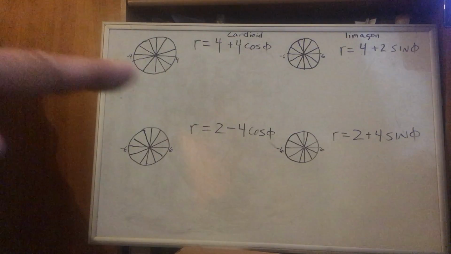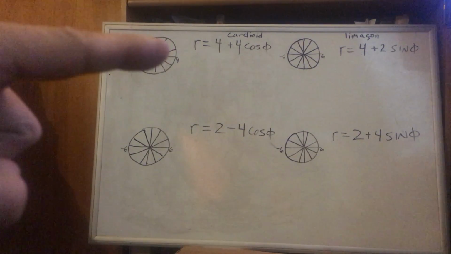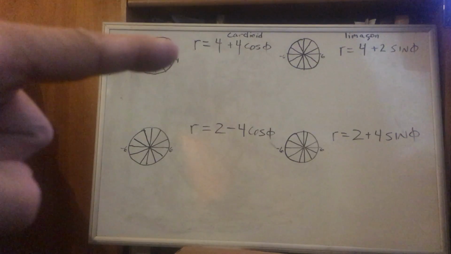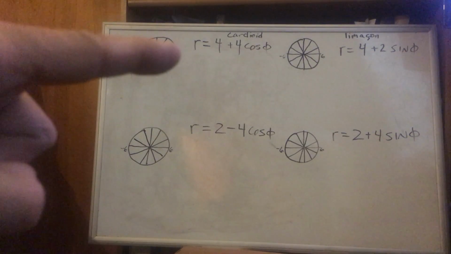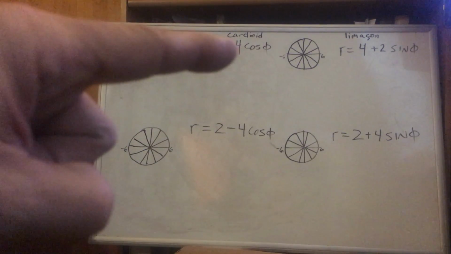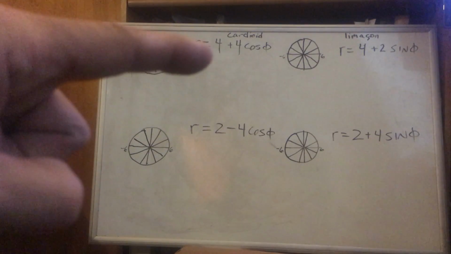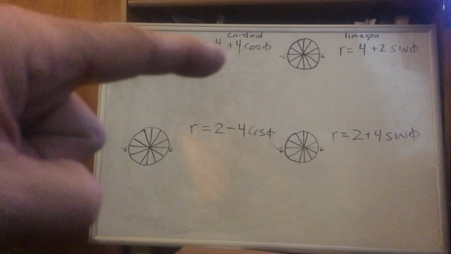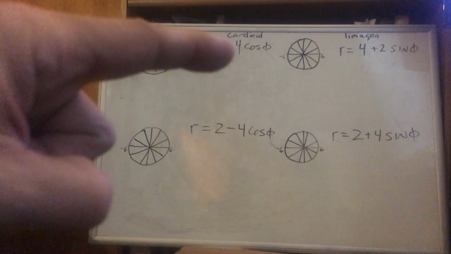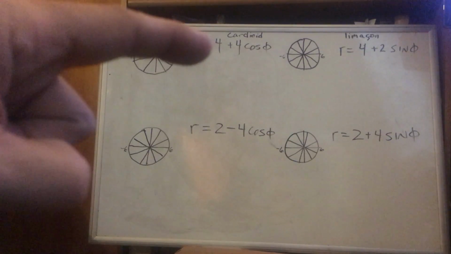In a minute, I'm going to instruct how to graph what's called a cardioid. Notice that the two fours are the same. So this maximum value would be 4 plus 4 times 1, which is 8, or 4 plus 4 times negative 1, which is 0.